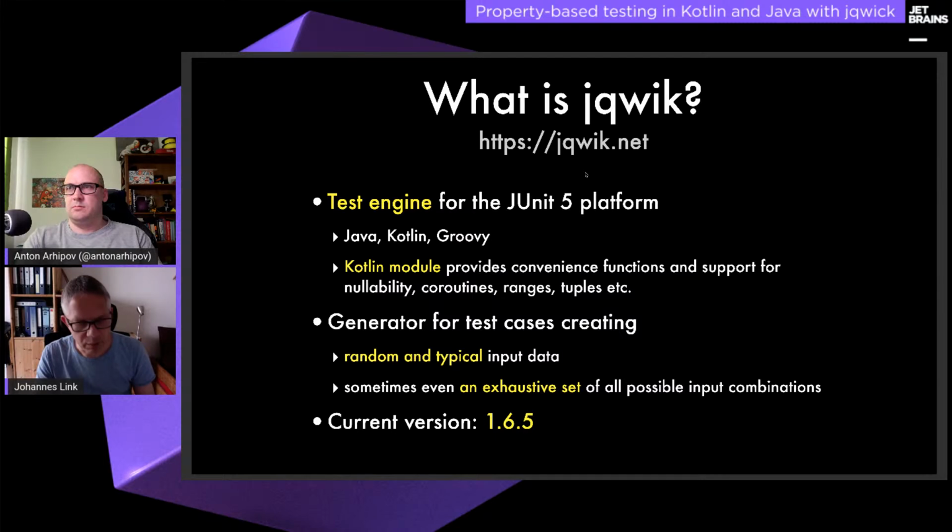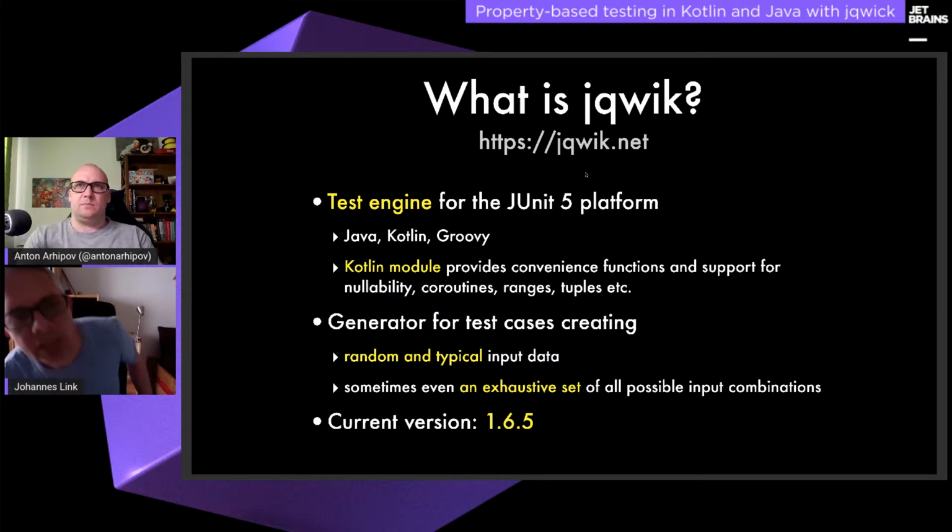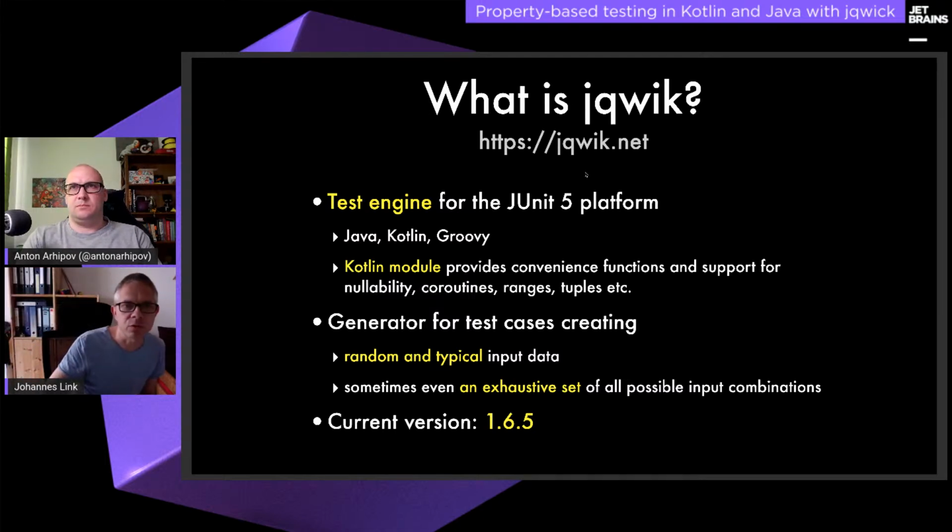It's quite useful to think about what jqwik actually is, because jqwik is not an independent testing library, but a test engine for the JUnit 5 platform. Whoever thinks JUnit 5 is just the next step of JUnit 4: actually, it is not. It's much more, because it provides a lot of hooks for other test engines to hook into.